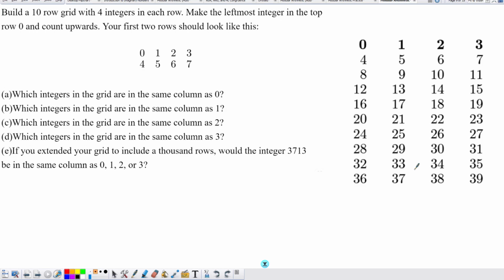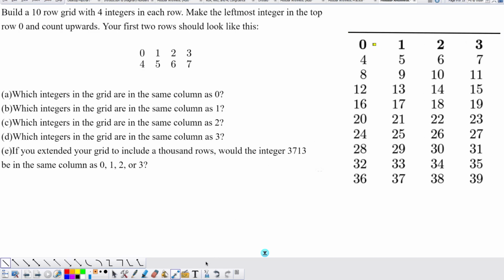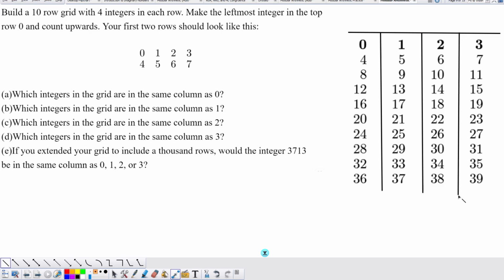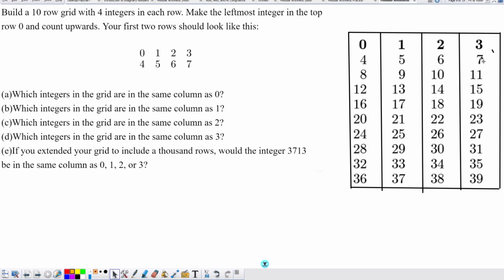Which integers in the grid are in the same column as 0? So if I look at the 0 column, let's make this look more like a nice table. So if we take time to look at the 0 column and see if you can figure out what exactly is going on there. Alright. So let's look at that 0 column. What values are in here? Well, we have 0, 4, 8, 12, 16, 20, 24, 28, 32, 36.